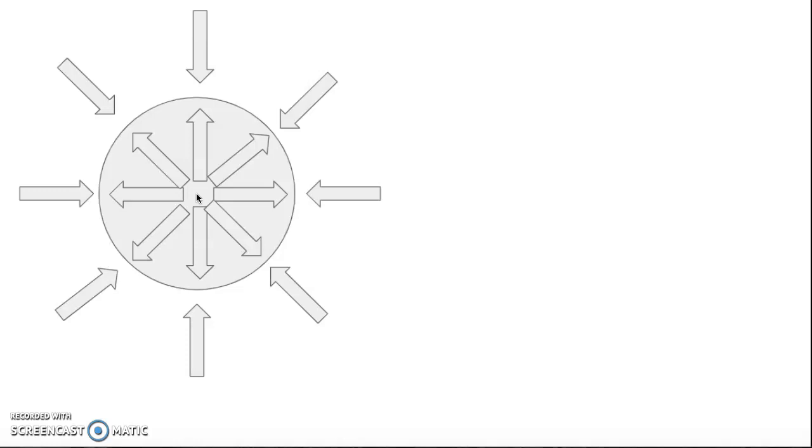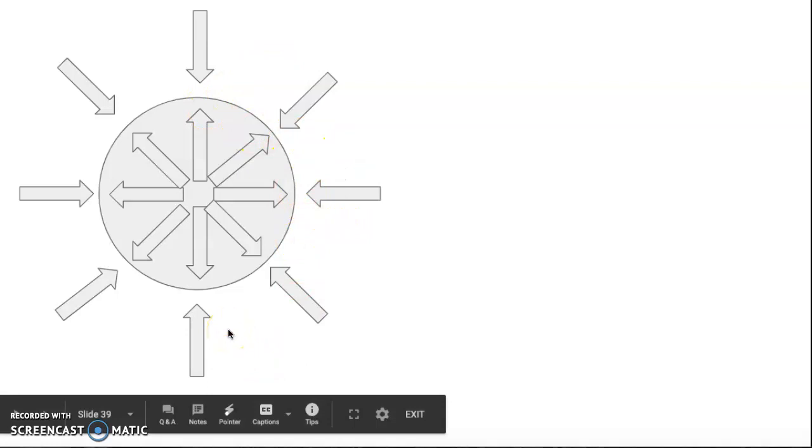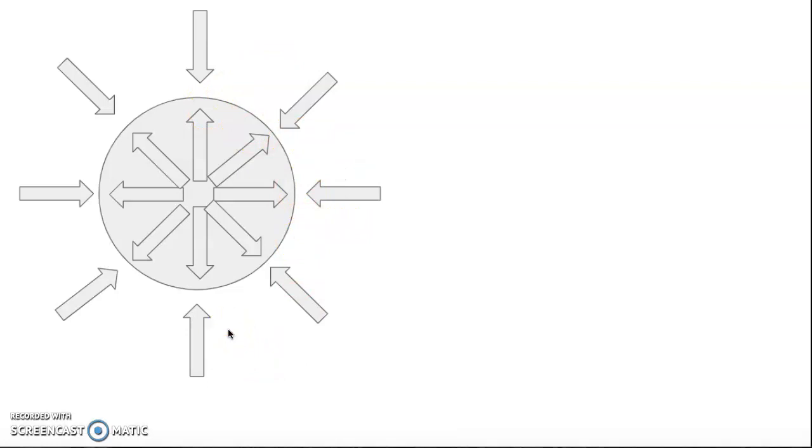Well, once that nuclear fusion starts, there's a burst of energy given off. And that energy given off pushes outward against the gravity. And the star reaches what we call equilibrium. The amount of pressure squishing in due to gravity is the exact same as the amount of pressure pushing out.